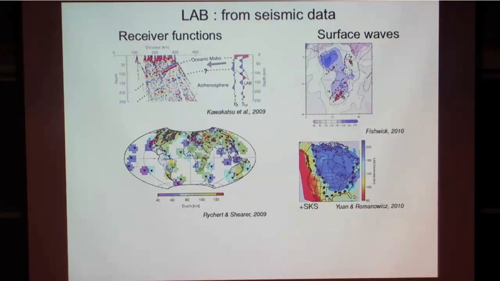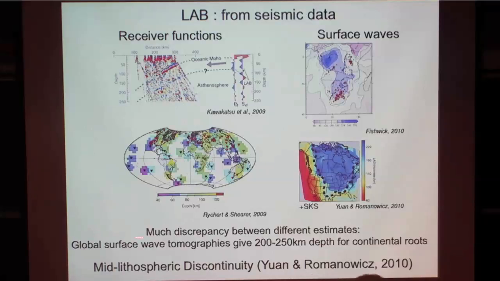Okay, so it's an old slide, but 5 or 6 years ago, people realized that there was a discrepancy between different kinds of measurements of the L.A.B. When you use receiver functions, for example from Reichert and Shearer, you have, of course only in continents, L.A.Bs between 60 and 100 kilometers. And from surface waves, usually we find that the continental roots are down to about 200, 250 kilometers. In order to reconcile this observation, it was proposed to introduce the mid-lithospheric discontinuity, and so probably what is measured here is a converted wave by this mid-lithospheric discontinuity, and there is some way to reconcile these two estimates of the L.A.B.